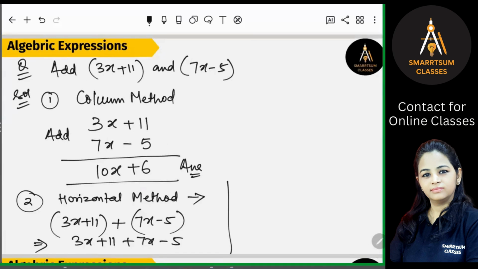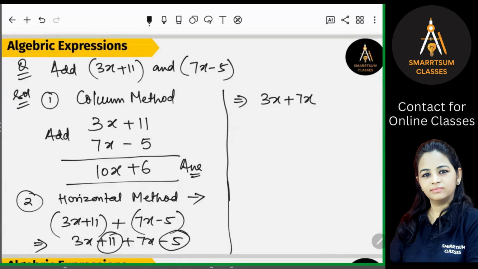Now we will collect the like terms among these, right? So what are the like terms here? 3x and 7x are the like terms having the same literal factors, right? So we will collect them and write them together: 3x and plus 7x, right? Another step after this, we will collect the constant terms, right? So these are the two constant terms.